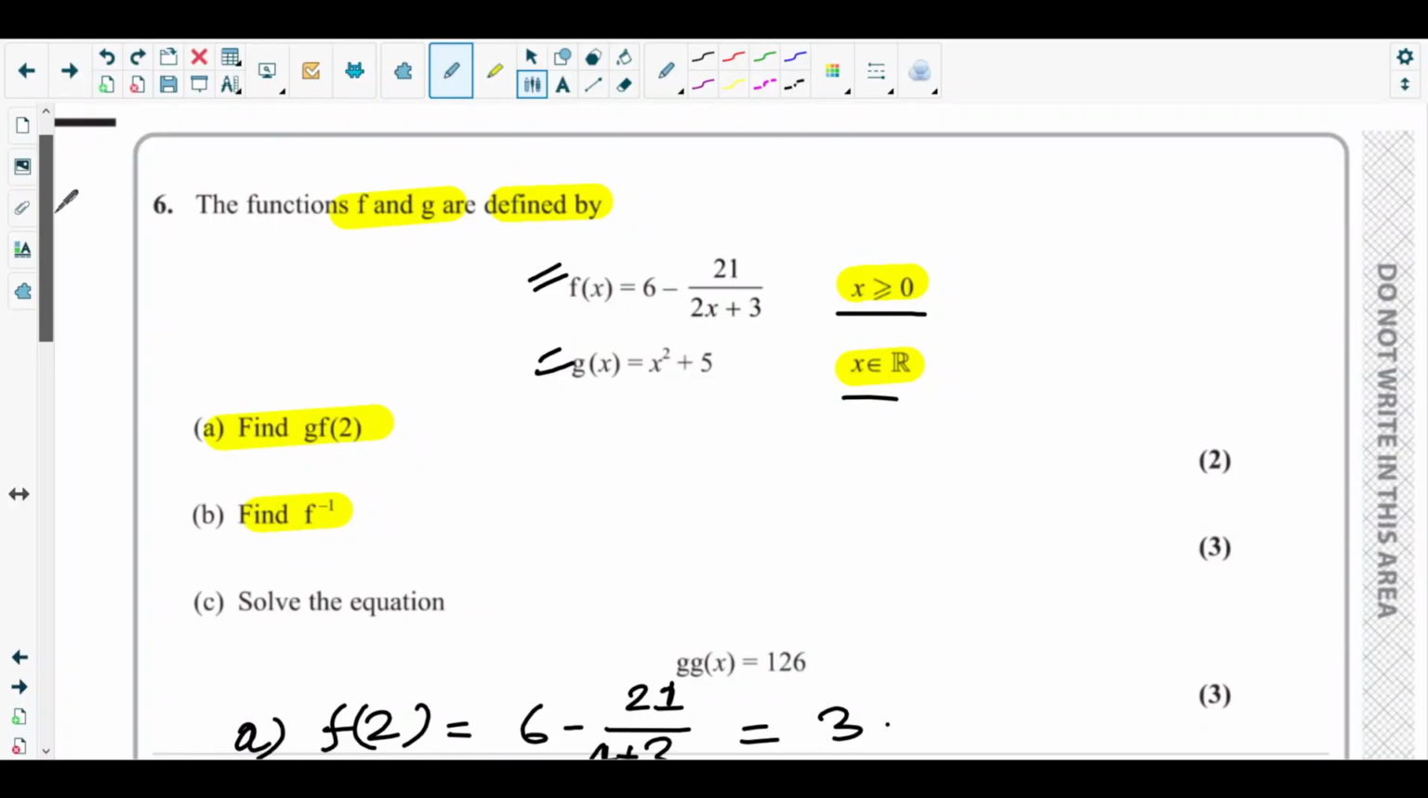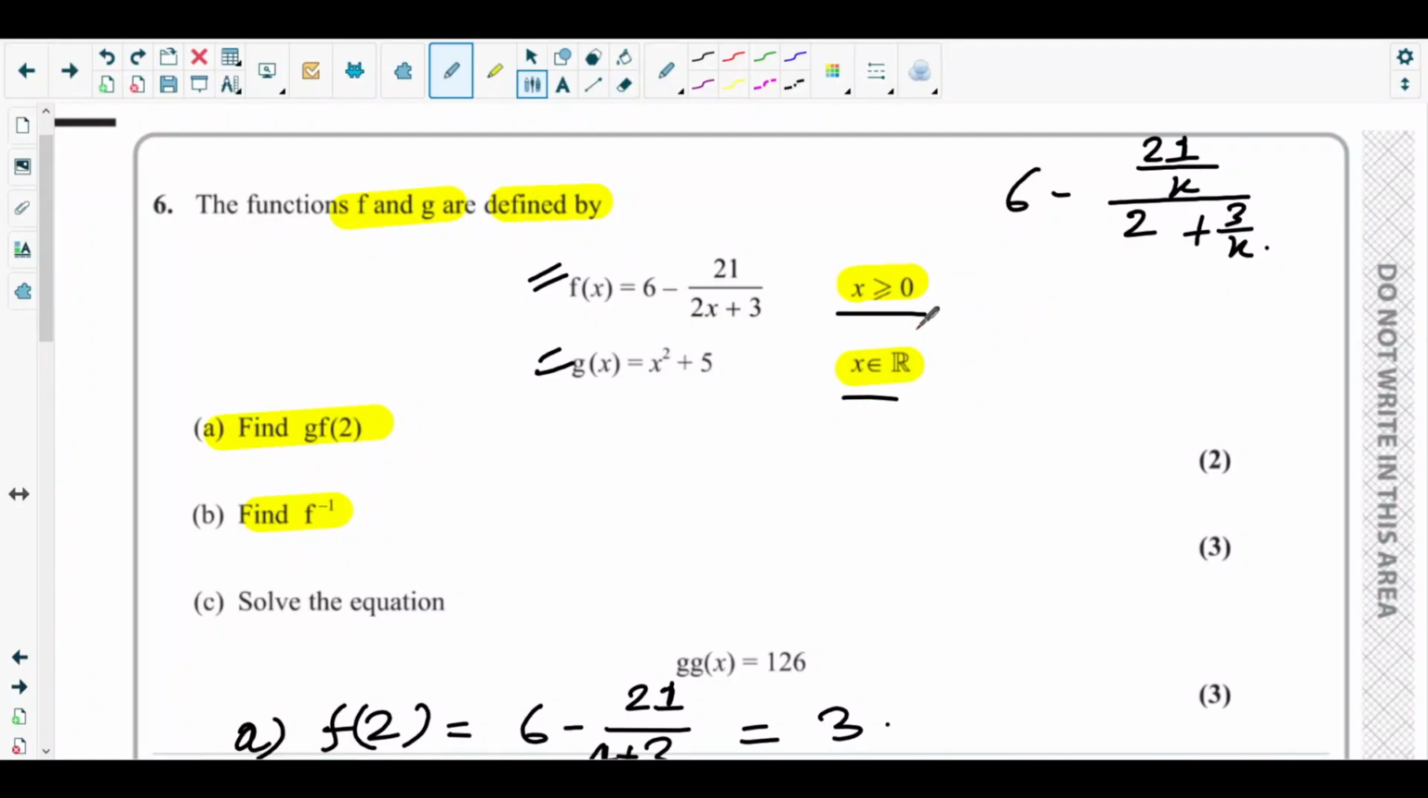F inverse x, right? Okay, so what's the range of f of x? If you get the range of f of x, basically we will get the domain of f inverse x. So for finding the range of f of x, we can do this. Divide the top and bottom of the fraction by x. Okay, so you will get what? 2 plus 3 over x.